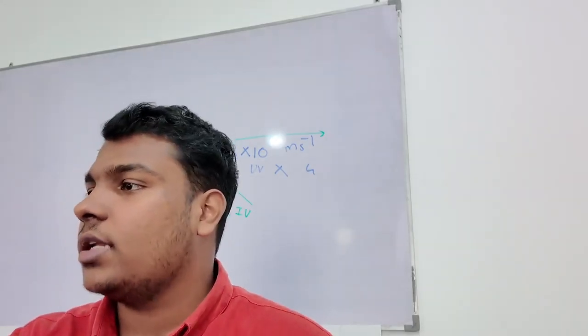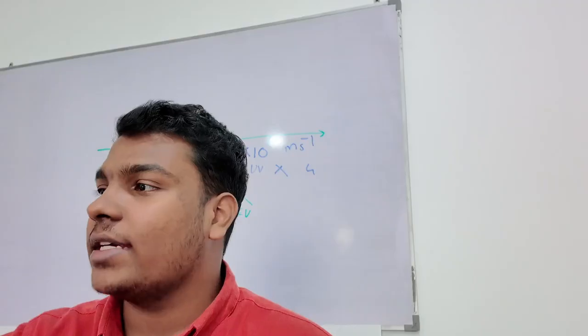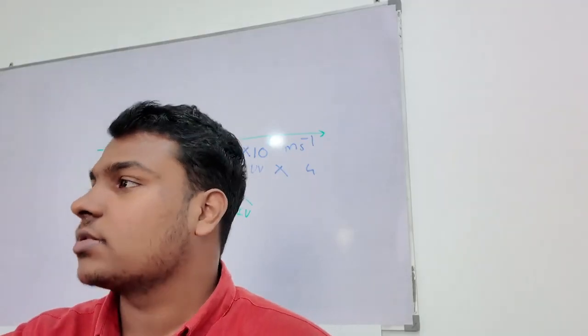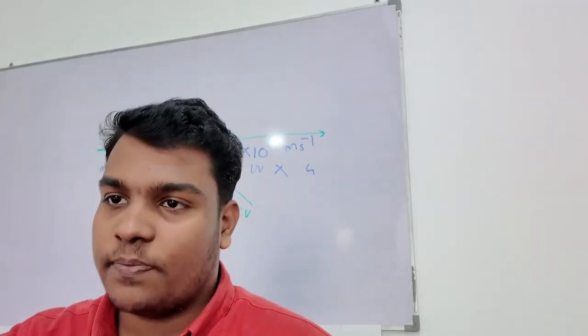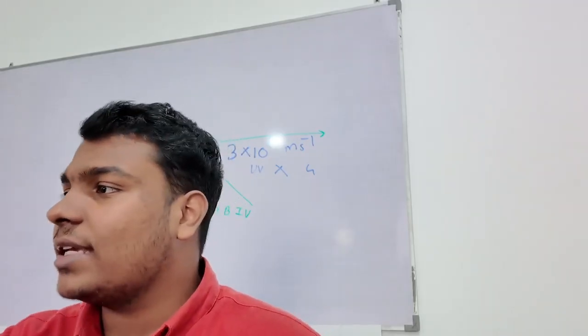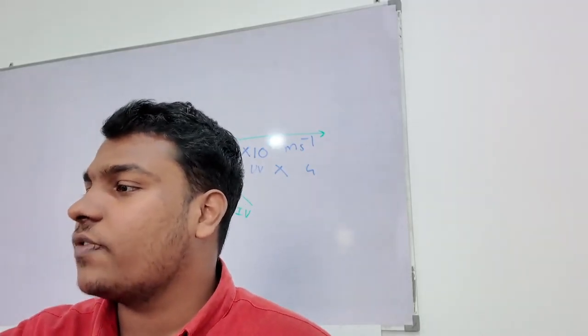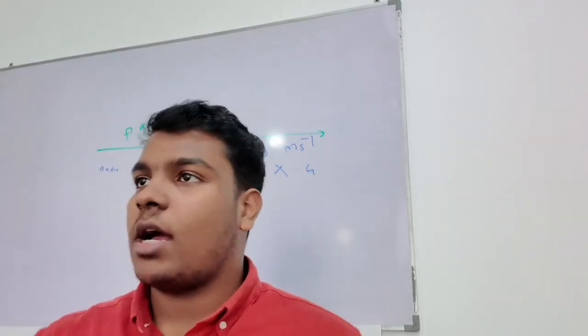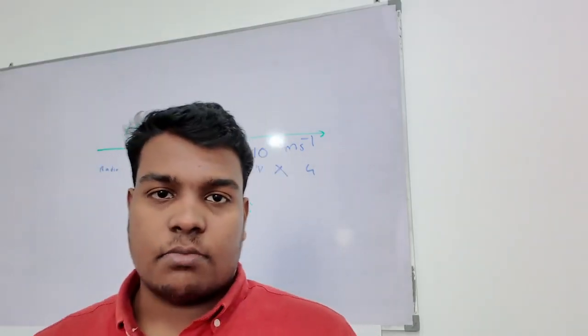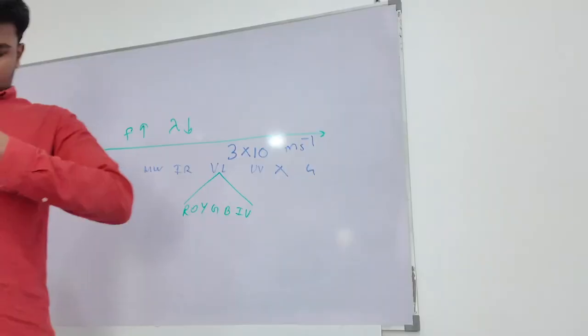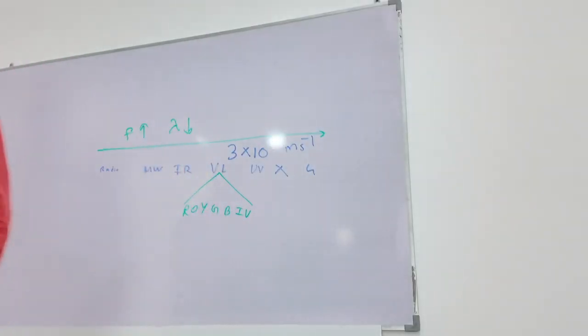Draw a sine I against sine R graph. This is where most students struggle, but it's the easiest part. It's like getting free 5 marks. So here, this is how they are giving marks for this graph question.